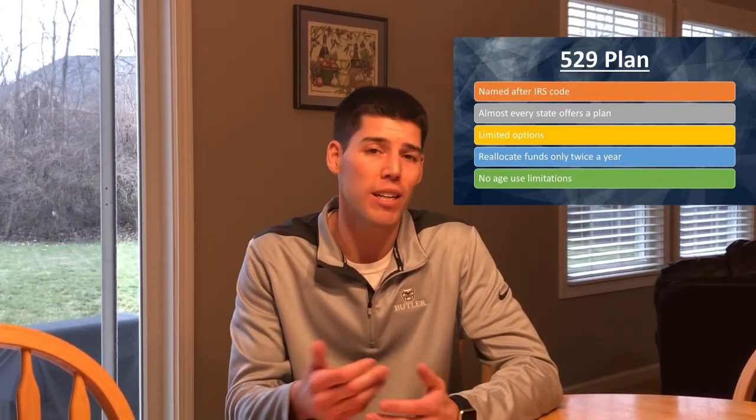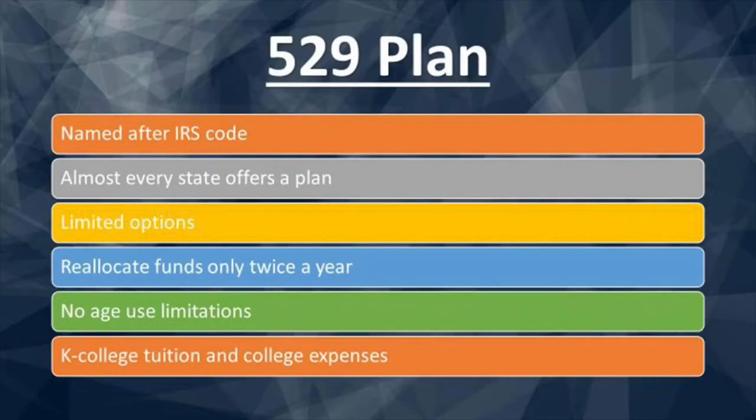Now, one of the benefits is that there is no age limit. You can be a 32-year-old, for example, and decide you're going to go back to school, and you can use the money that's in your 529 without any penalties. That's not the case for the ESA, and we'll talk about that in a minute. Now, the next thing with the 529 is that the withdrawals can be used for college and any expense during college. This can be for tuition, room and board, supplies, computers, whatever you have that goes along with college fees.